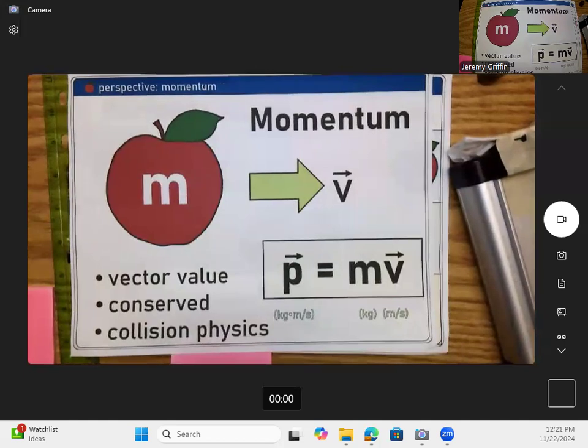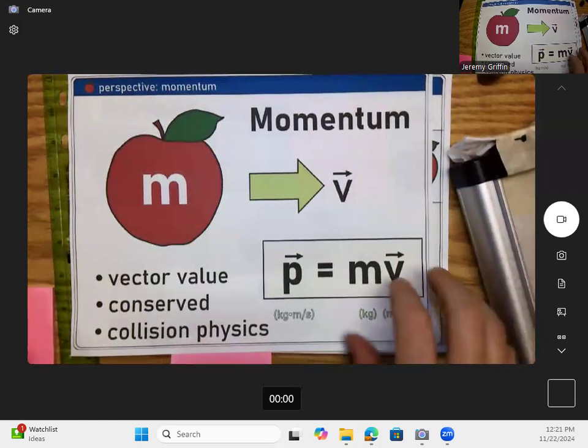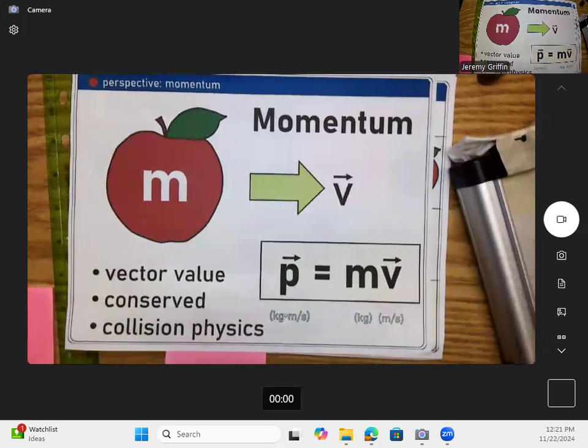So we're kickstarting a new topic. I want to introduce these ideas so that when you guys come back from Thanksgiving break, you will have seen this a couple of days, and it'll make this stuff that much easier to learn.